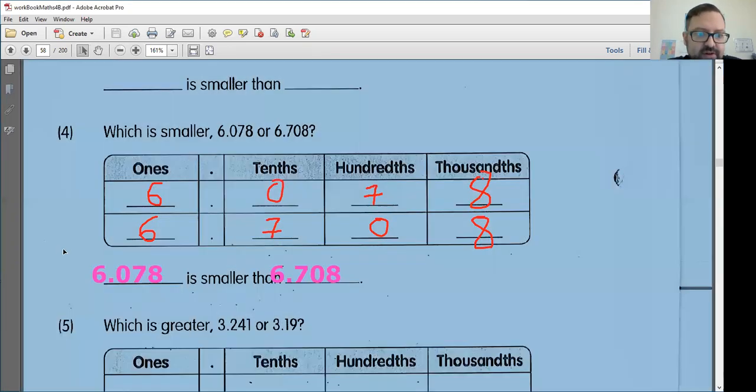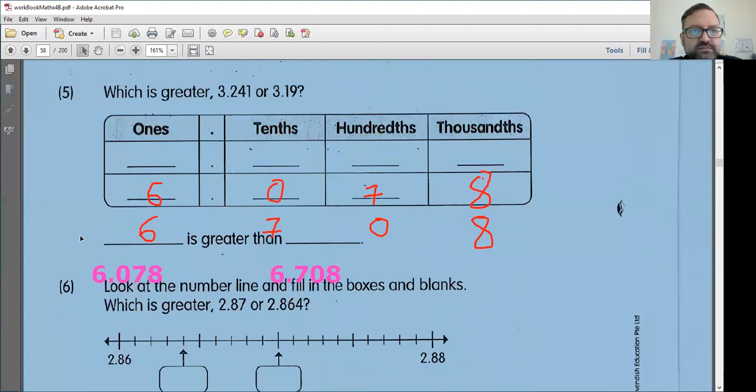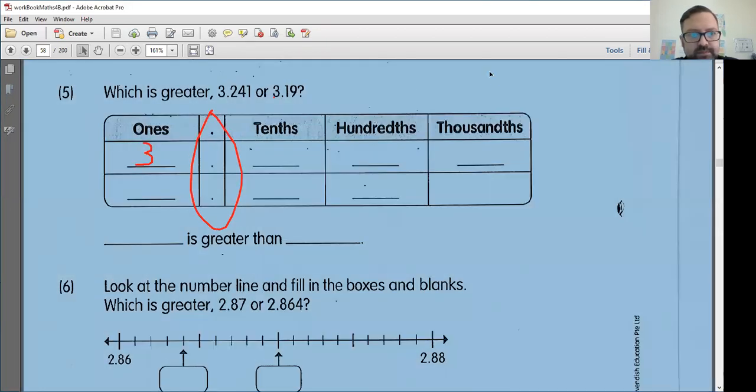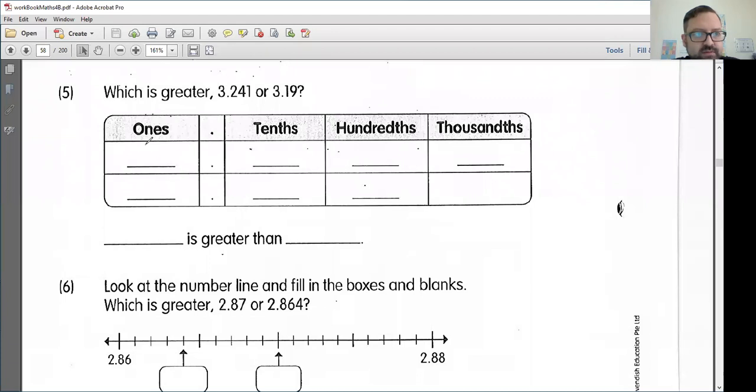All right, let's continue. Number 5. All right, now I have 3 ones. My decimal points are lined up nice and neat. All right, once again, I have 3 ones, 2/10, 4/100, and 1/1000. And then I have, once again, second number, 3.19. I have 3 ones, 1/10, and 9/100.